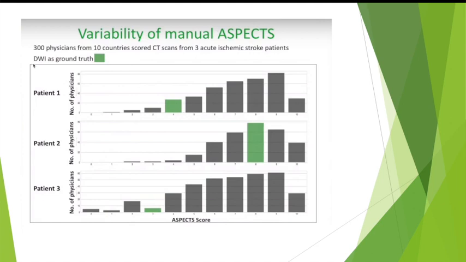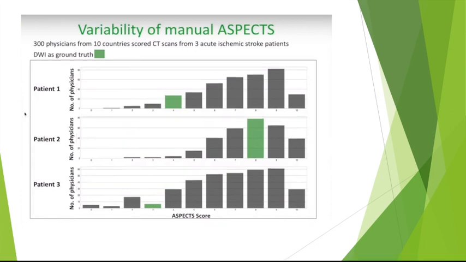It does not take into consideration the areas of the brain supplied by the anterior cerebral artery or the posterior cerebral artery. Now, this graph tells the results of interpretation of CT scans of 3 different patients by 300 physicians from 10 countries. The green bars represent the actual ASPECT scores of these 3 patients. The actual ASPECT score was determined by using the MRI diffusion weighted imaging.